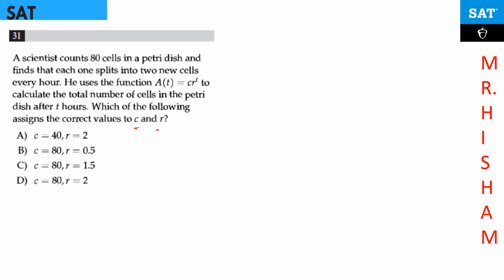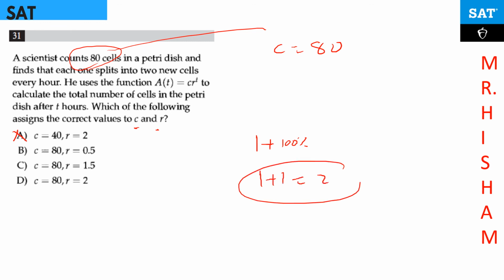The time assigned is t, and we need to find C and r. So the initial value is 80, so C is equal to 80, so I'm supposed to cancel A. And the ratio, which is 1 plus the rate, and the rate is 100%, because every one time you are going to double. So it's 1 plus 1, which is equal to what? To 2. So the ratio is equal to 2.